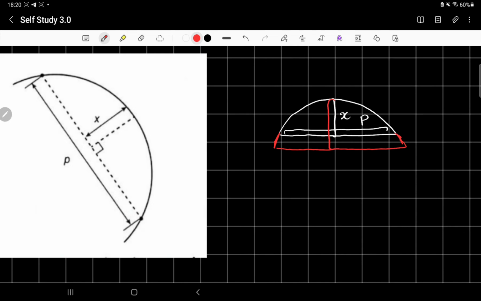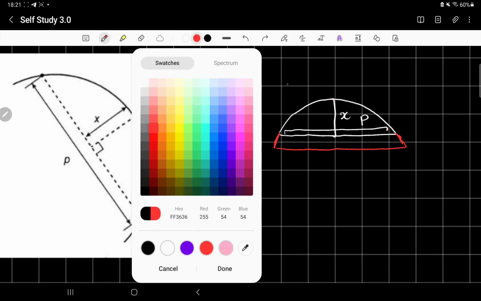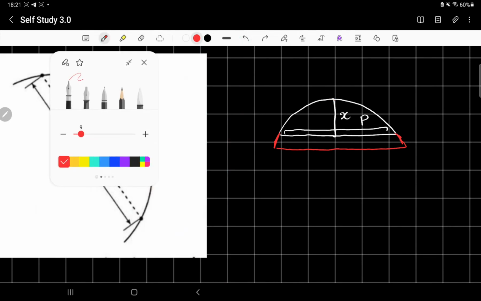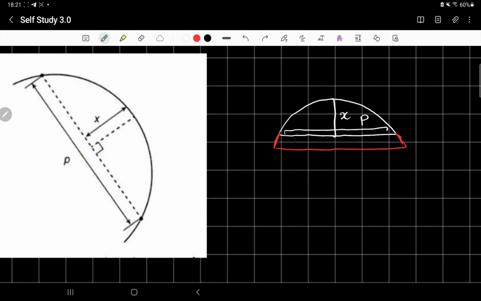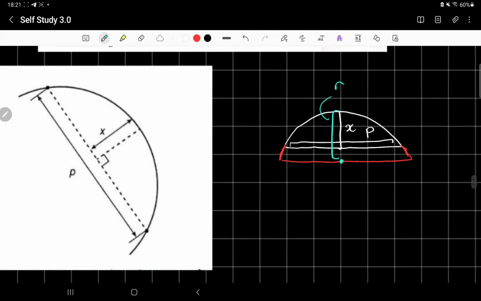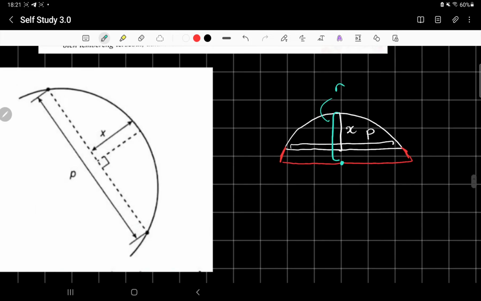This should be a different color, so let me use green. We know this is a radius. I'm going to use this dot here to represent the center of the circle. Now I will draw another one. Okay, let me make it better. Yes, this is a radius, and this, in fact, is the other radius.